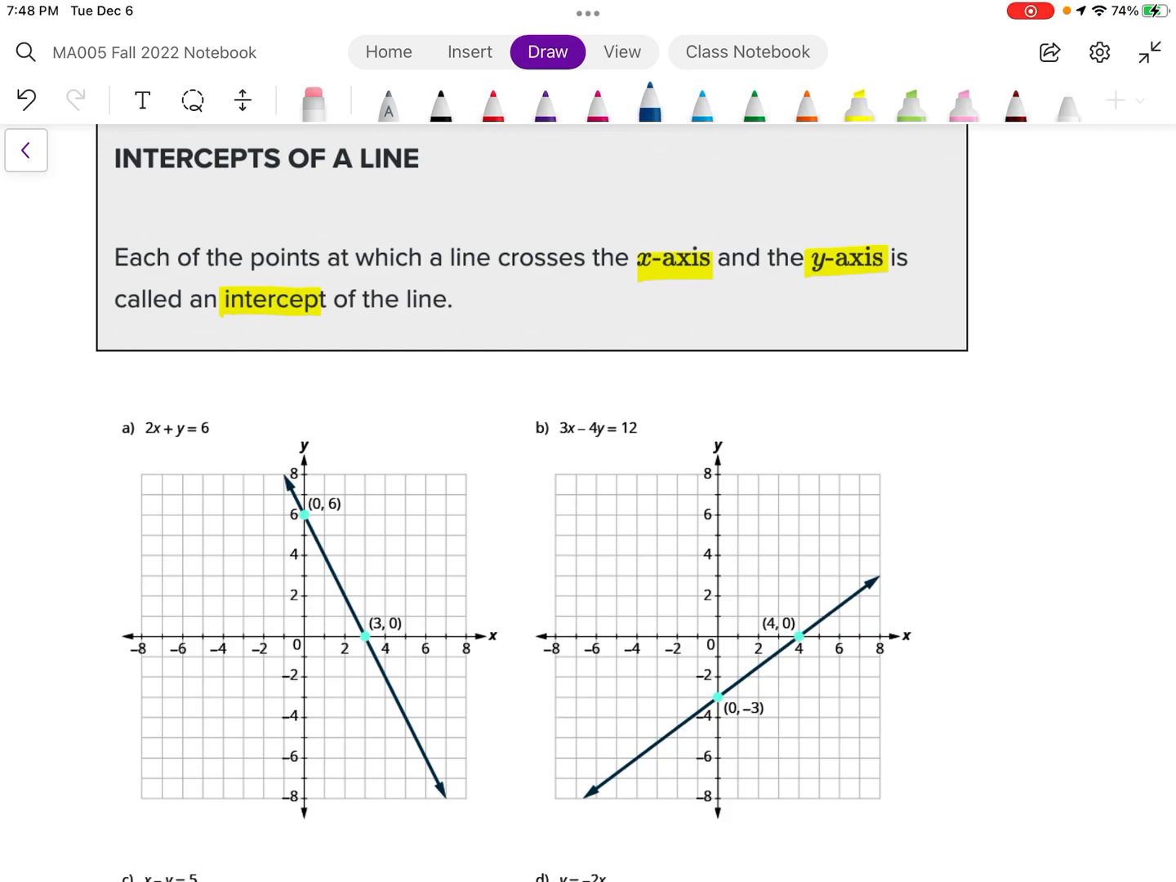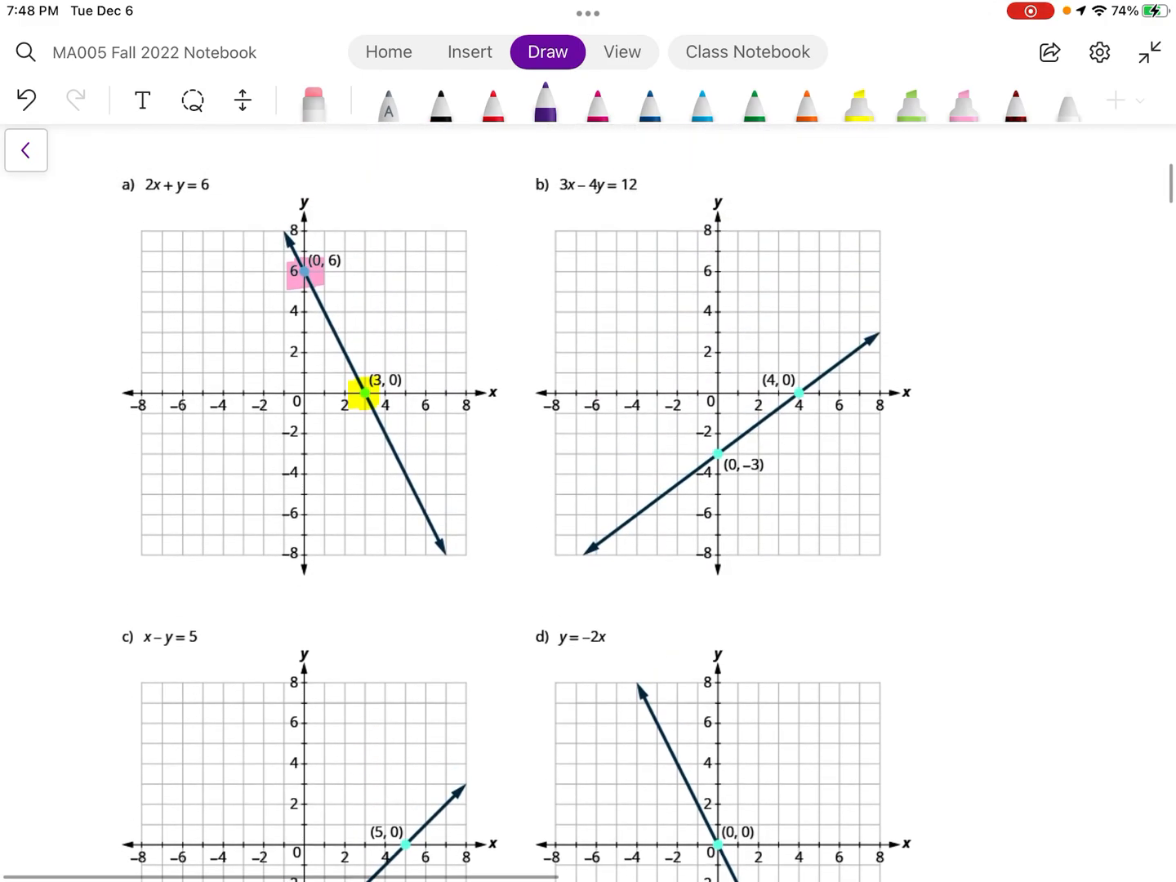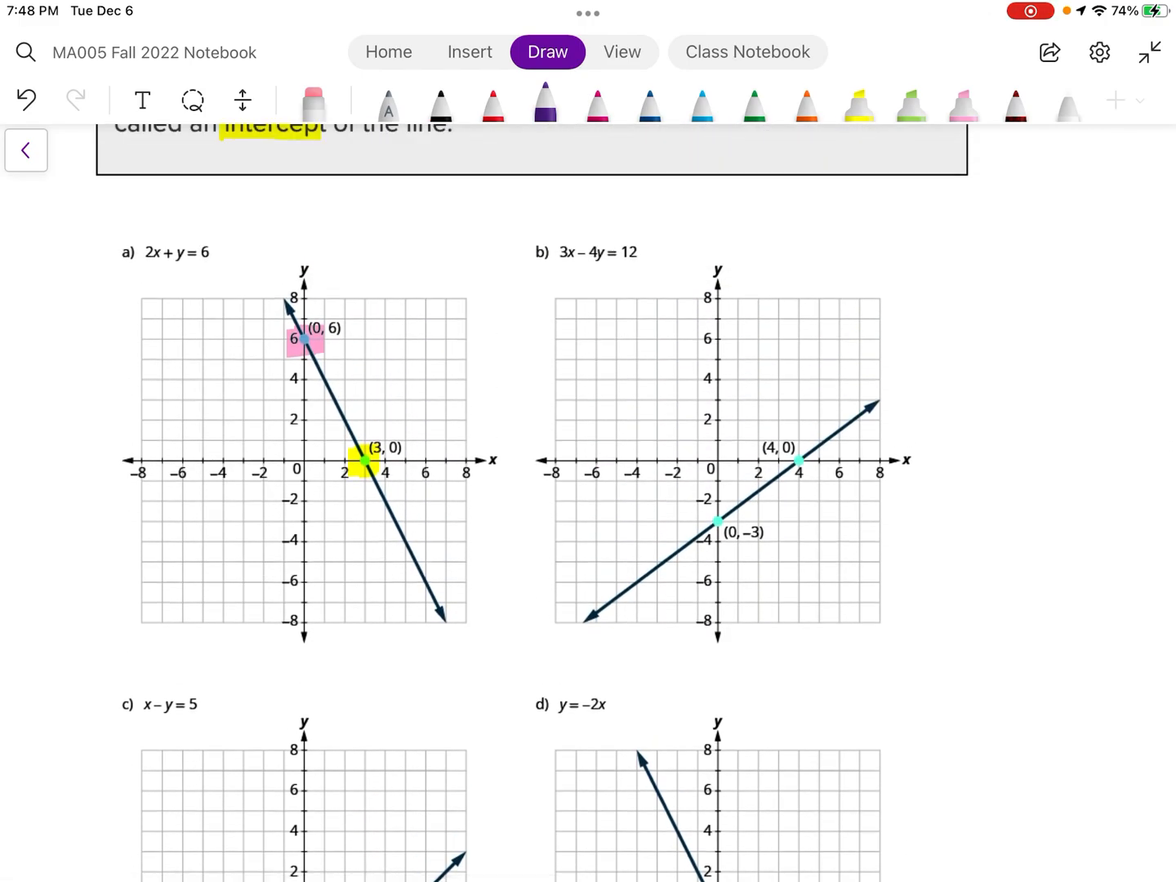So the x-intercept is where it crosses the x-axis, right there, (3, 0). And the y-intercept is where it crosses the y-axis, (0, 6). So we're going to keep track of this. We've got (3, 0) for graph A where it crosses the x-axis, and it crosses the y-axis at (0, 6). So that was graph A. Now see if you can find the 2 points for graph B.